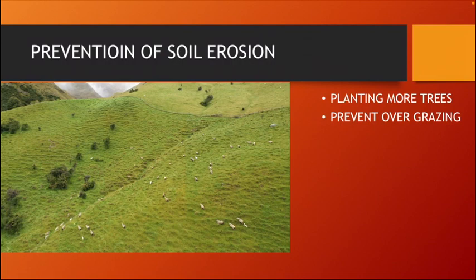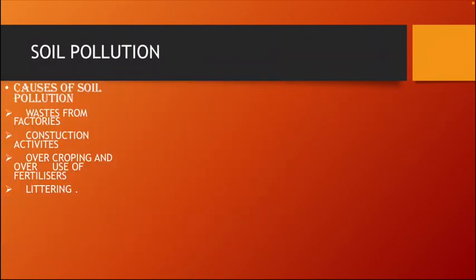Okay, so the next important topic is soil pollution. When we talk about soil pollution, soil naturally contains air, water, mineral particles and organic matter. But some human activities, like harmful chemicals and waste materials, alter the balance of the soil. So this affects the soil, making it unsuitable for growing crops. This process of altering the balance of soil is called soil pollution.